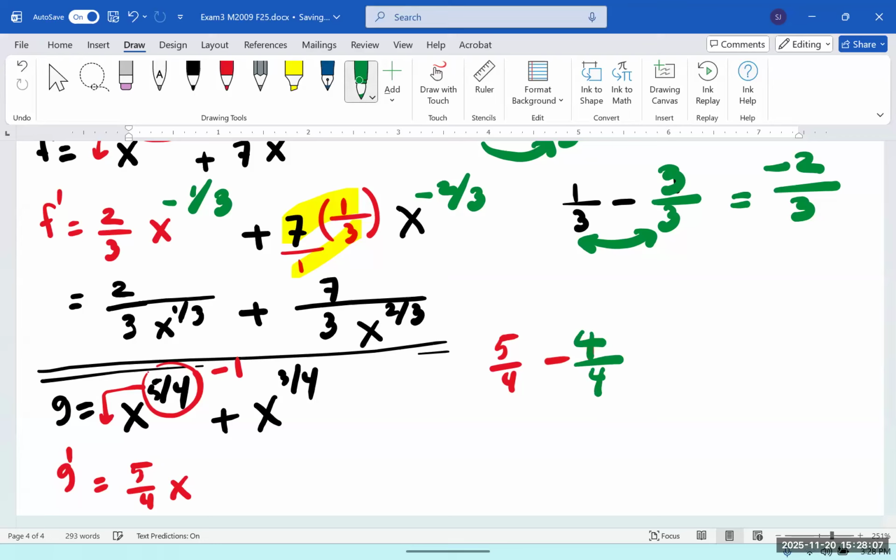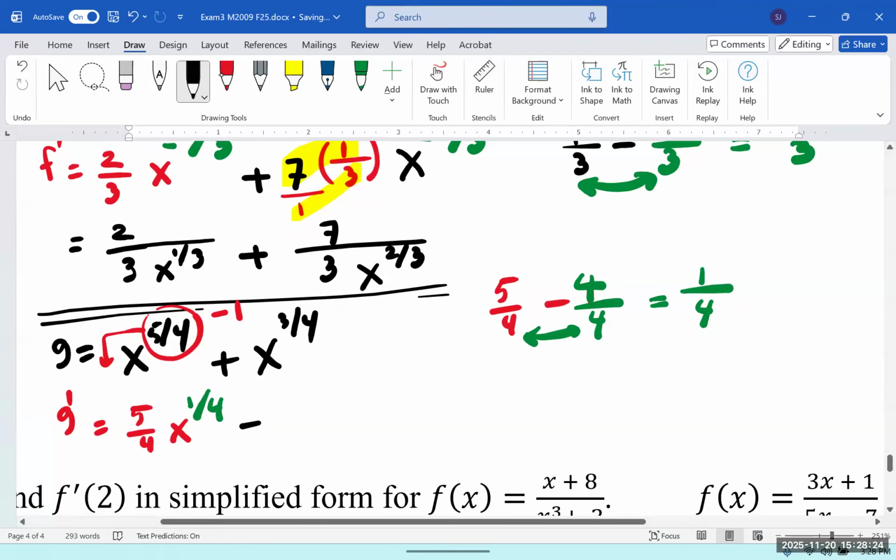4/4. It's 4 because our denominator is 4. So in the numerator we have 5 minus 4, which is 1/4. So this numerator is, this power is 1/4.